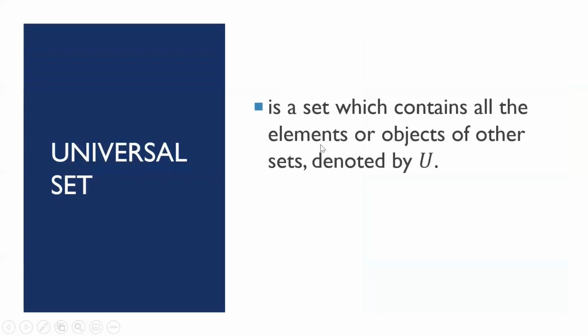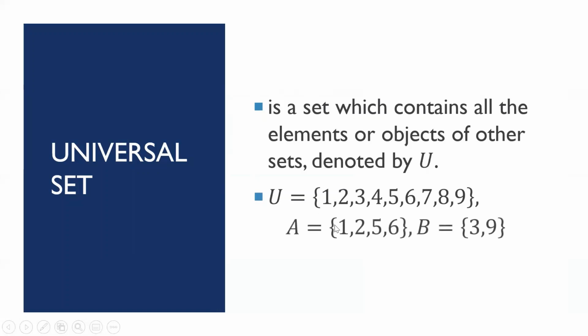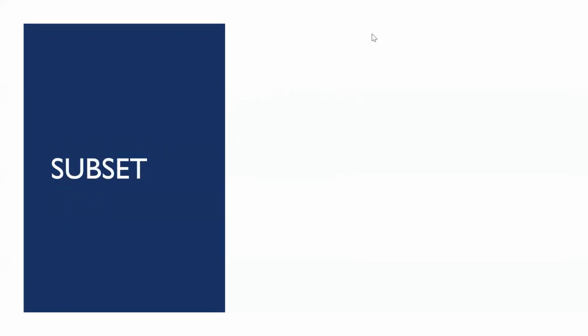Next, we have the universal set. A universal set is a set which contains all the elements or objects of other sets. This is denoted by U. Now here we can say that U is the universal set of set A and set B, since all the elements of A and B are in the universal set.